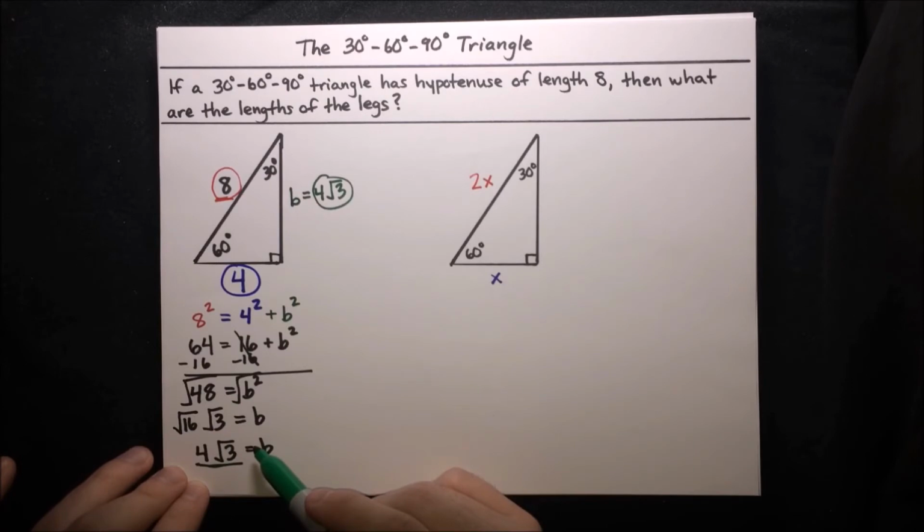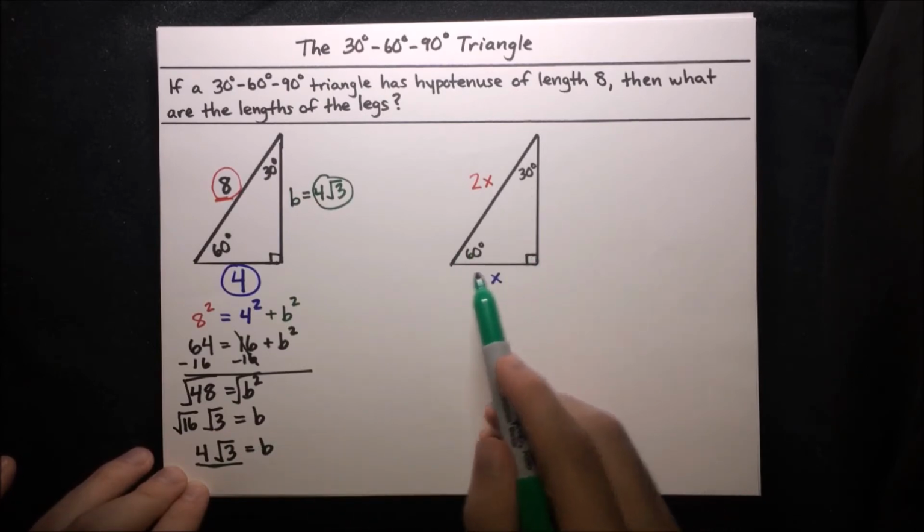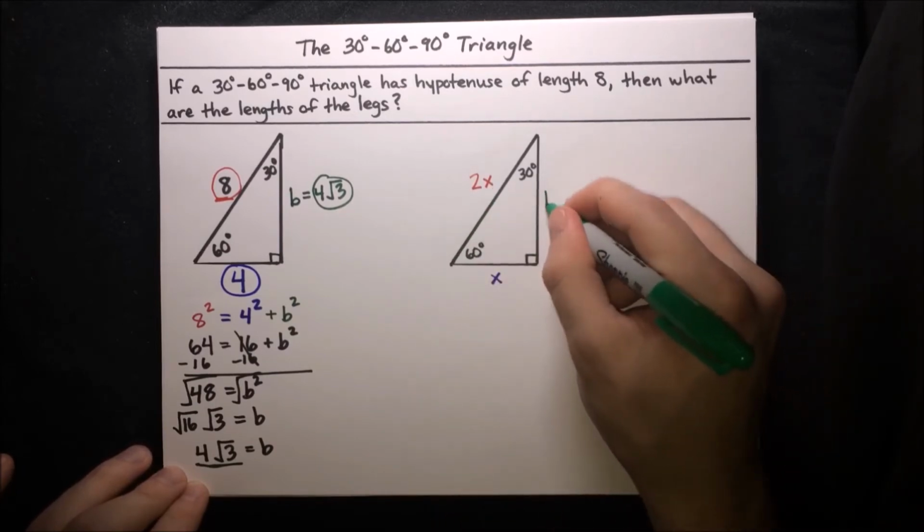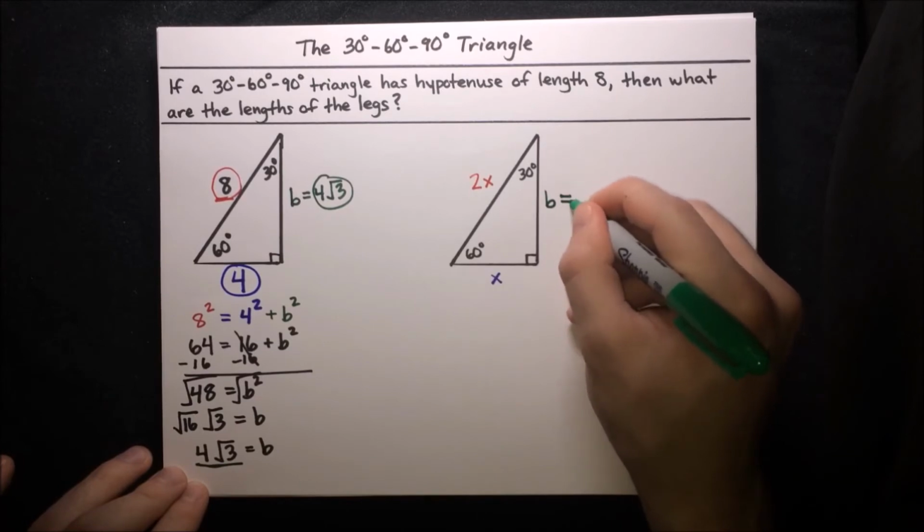We already know that if we have a 30, 60, 90 triangle with shortest side of length x, then the hypotenuse has to be double that. It has to be 2x. So using that information, we can figure out what b is. So what does b equal?